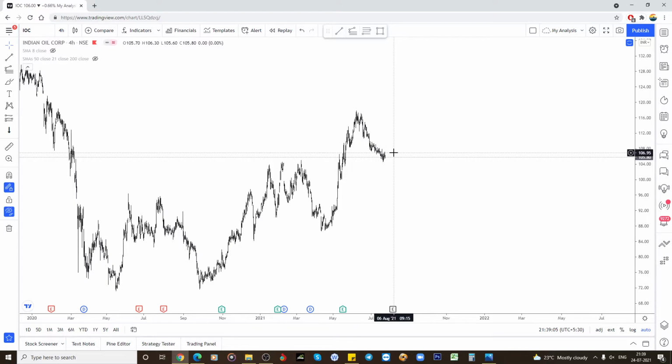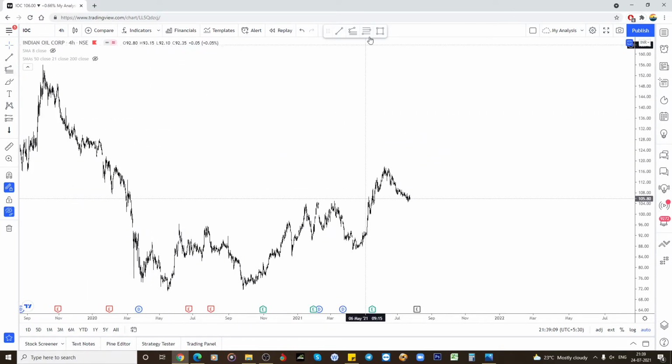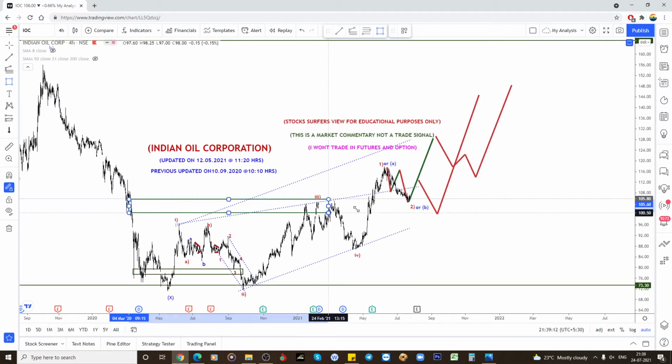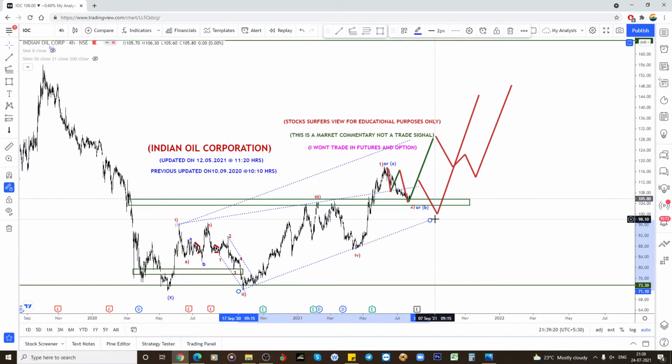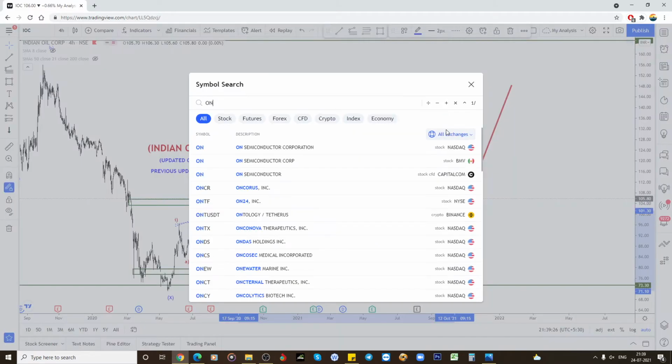So wait patiently, and again, as per the previous support, it is here. It is doing here. So whether it can bounce, otherwise it can reach another zone. What I had explained, so it can do like this. So ONGC.